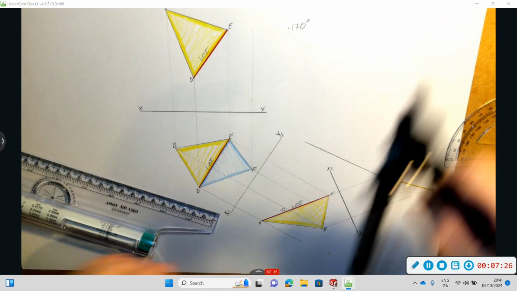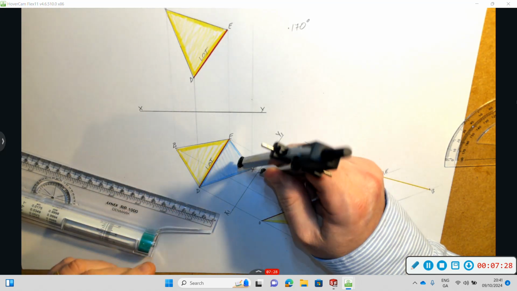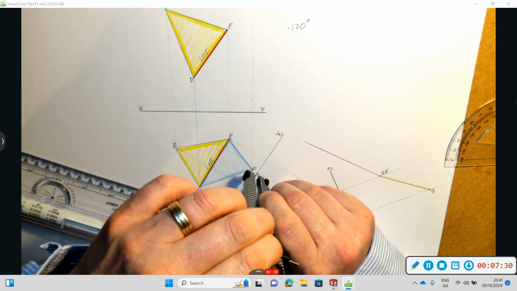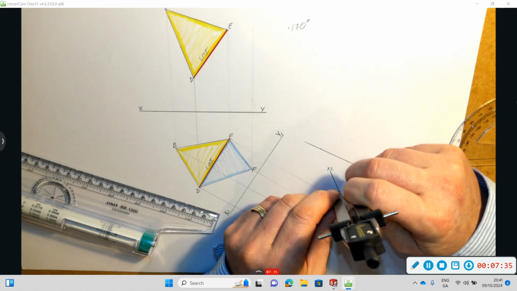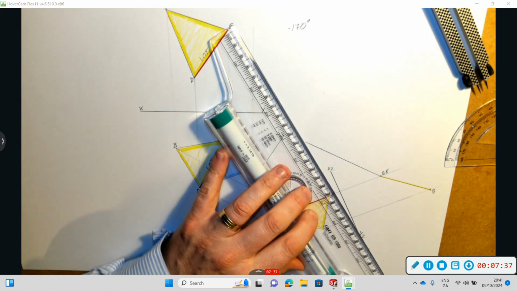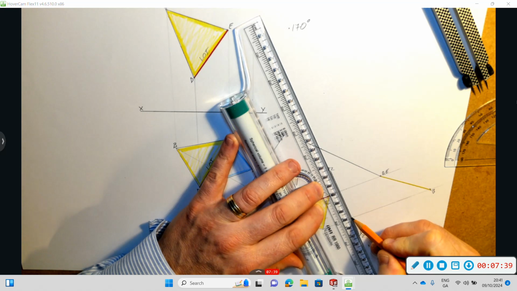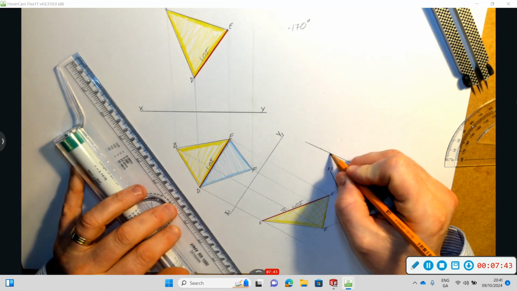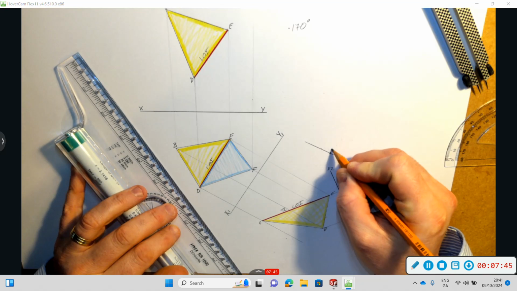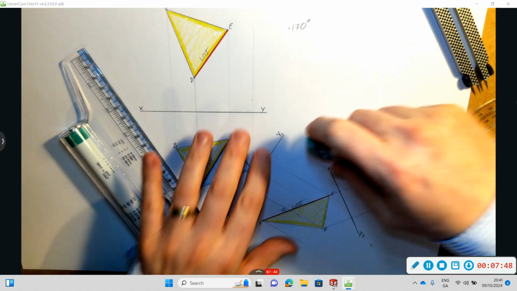Okay, so get my compass. I'm going to measure the distance from my x1, y1 back to point F. Mark that into my new view, along there, so parallel to my x2, y2. And put in that height line until I cut. And that's my point F right there. Okay, so I have it found.